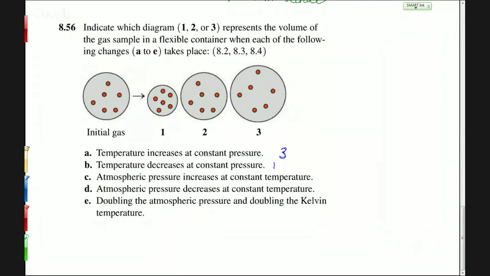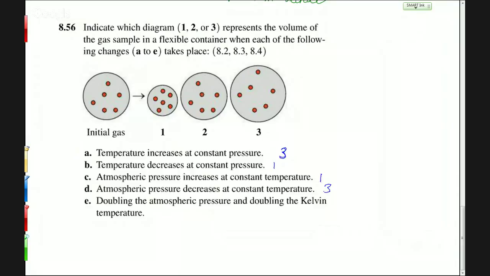So number one. What about if atmospheric pressure increases but temperature stays the same? The pressure increases, like with a balloon, it will be smaller. Right. And then if the pressure decreases? The pressure decreases, it will be bigger. Right. So it's the opposite.